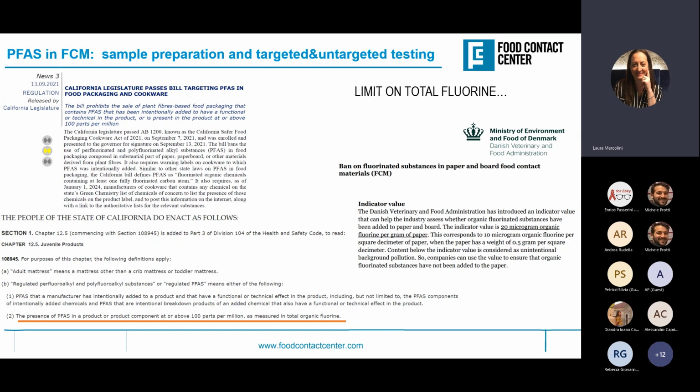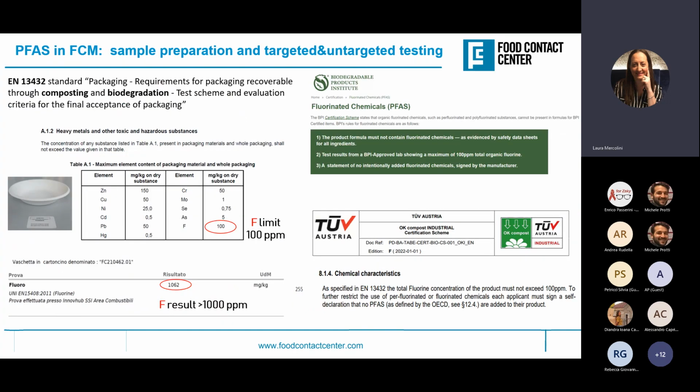In this case, we have 20 microgram, but once again, we are not talking about PFAS, but we are talking about organic fluorine. And one of the big challenges for companies is to show that the item is compostable and that it is respecting this standard that is related to composting and biodegradation. And in the standard, we can read that there is a table with some limits for some elements, and there is the fluorine limit of 100 ppm.